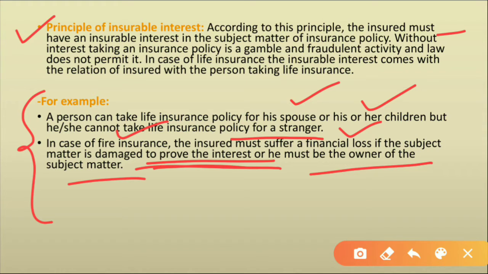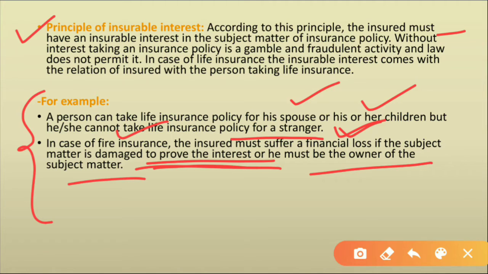It means if I have knowingly set fire to my factory, then it is not correct. So the reason is that the loss should be due to the fire, or whatever the reason is, it should be due to the actual matter, right?